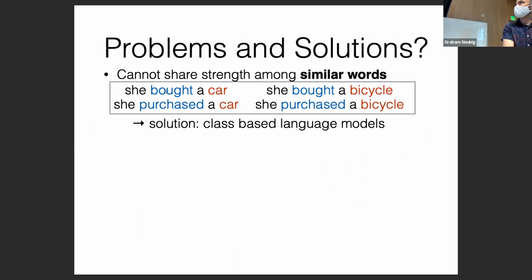So let's say you have some training data that has bought and purchased in the context. If you've seen she bought a car, she bought a bicycle, she purchased a car, but you have not seen she purchased a bicycle, basically you would have issues with predicting the probability of bicycle here, because there's no way to share information about the fact that bought and purchased are similar and car and bicycle are similar. So this is a really big issue.